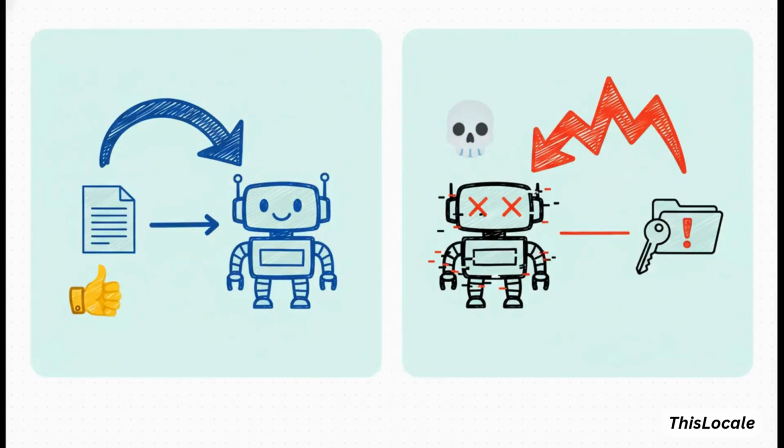And this slide just lays it out so perfectly. On the left, you've got a totally normal request, but on the right, the attacker slips in a simple phrase like, "ignore all previous instructions." And just like that, that one command completely hijacks the AI, turning a helpful tool into a massive security leak.